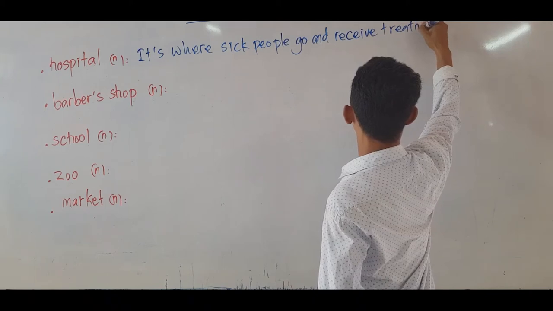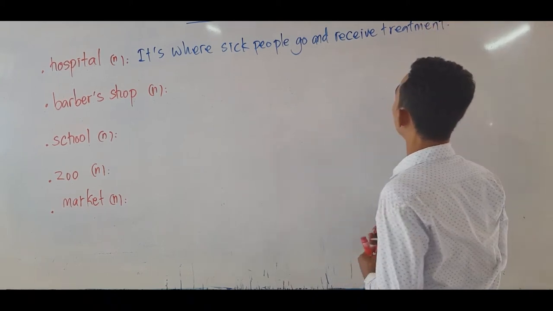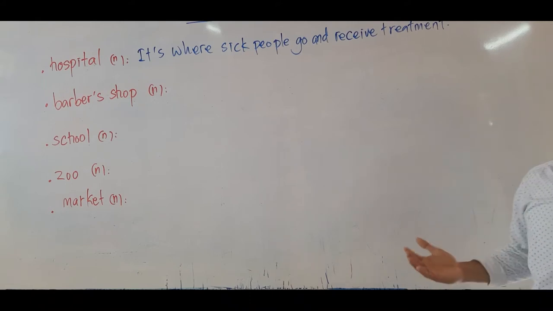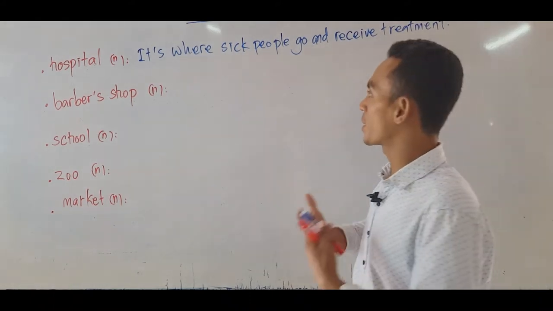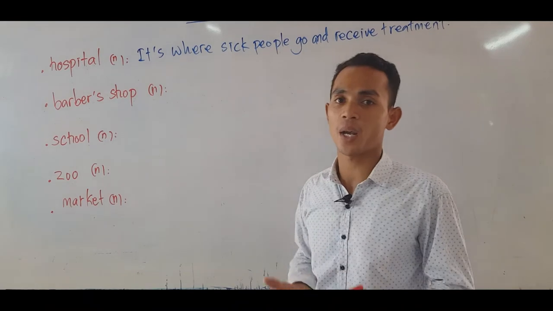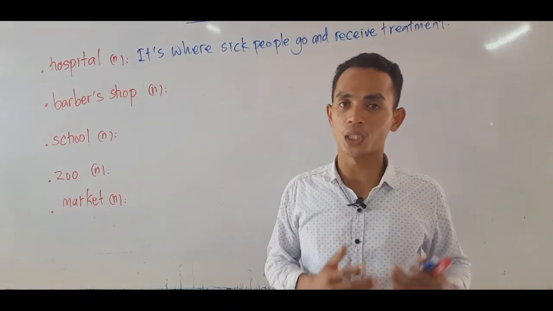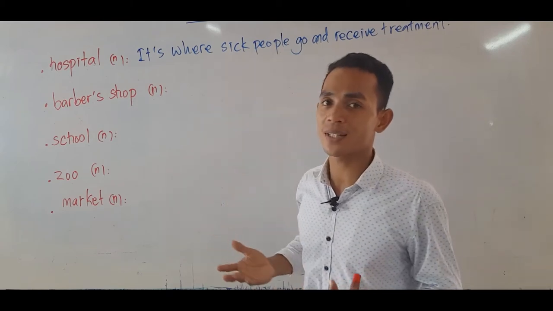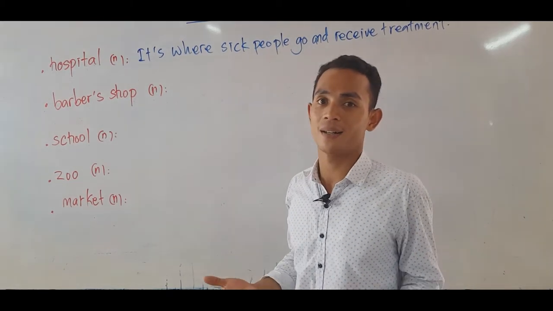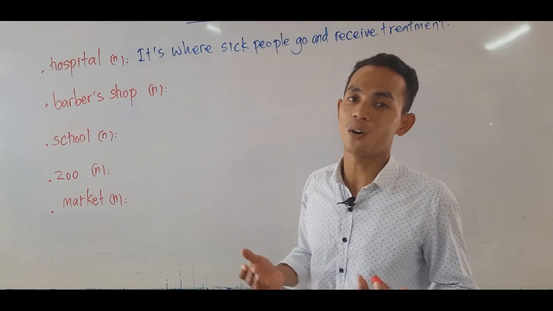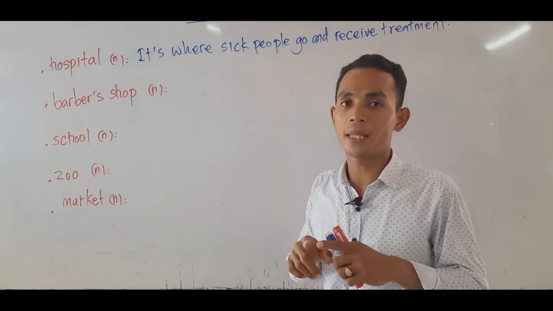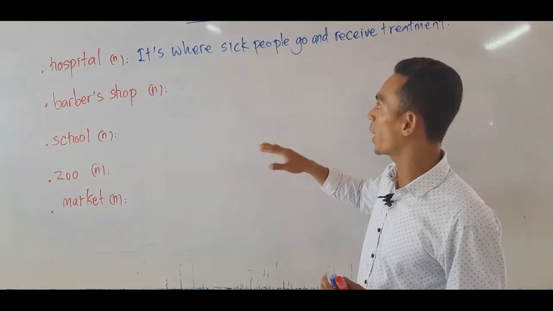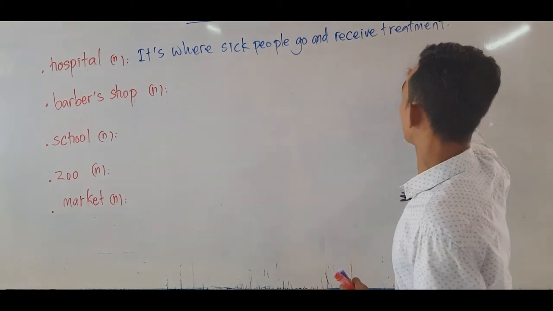Receive treatment. Okay, you can say hospital. It's where sick people go and receive treatment. Or hospital, it's where the doctors work. Or you can say it's a place where, or it's where. It doesn't matter, they can both be used. It's where, or it's a place where sick people go and receive treatment.